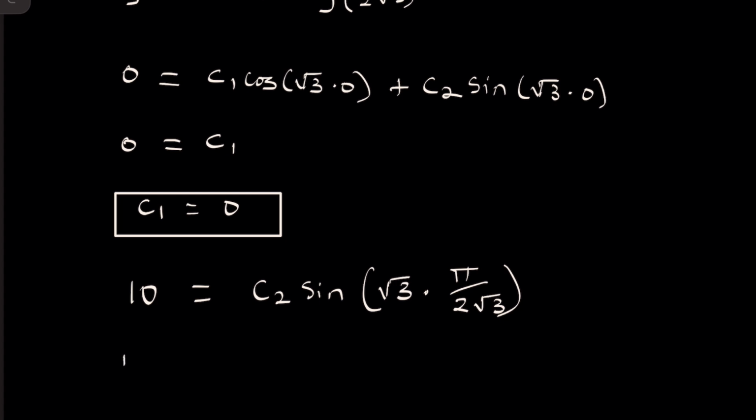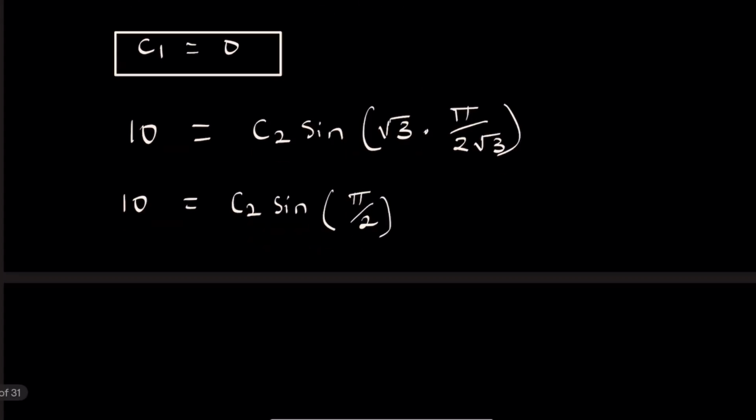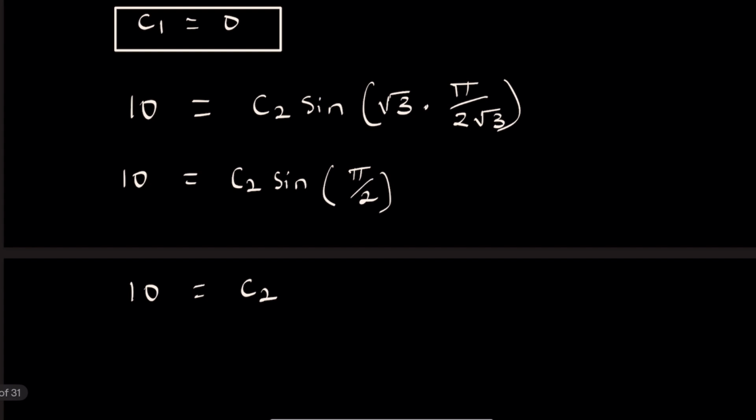Now let's simplify this. So that's going to give us 10 is equal to c2 sine of, so in this case square root of 3 will cancel square root of 3, so that will be pi on 2. And so we are going to have 10 is equal to c2 because sine of pi on 2 is equal to 1. And so we have the values for c1 and c2.